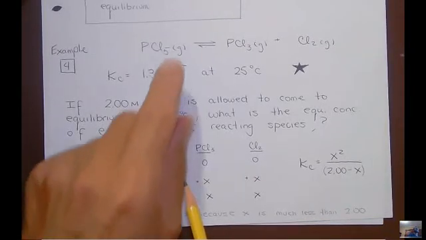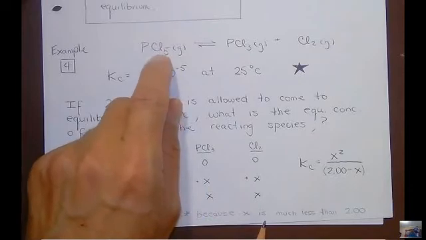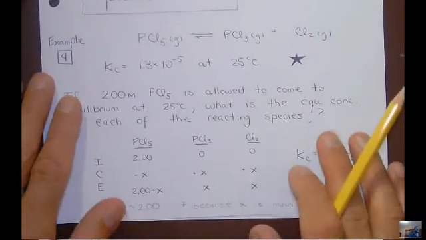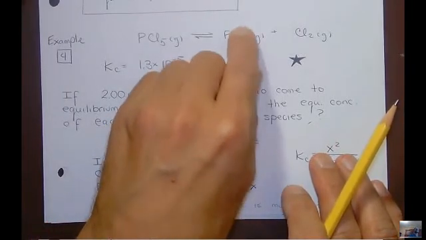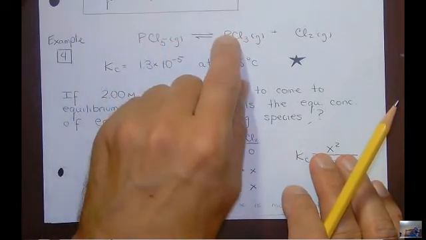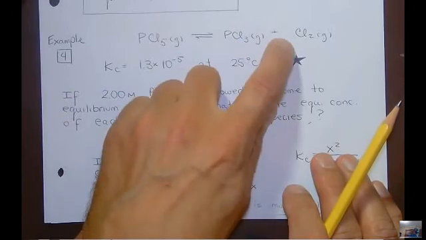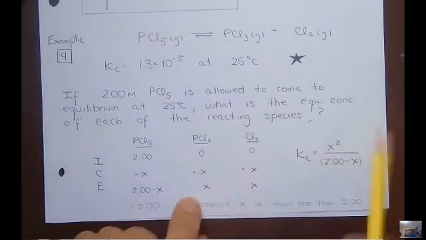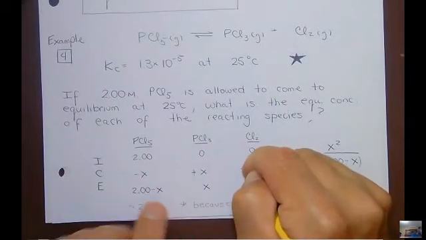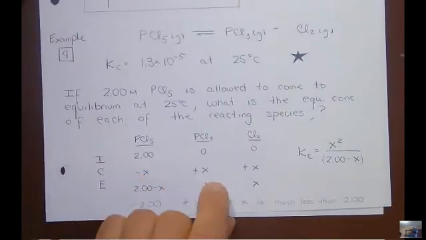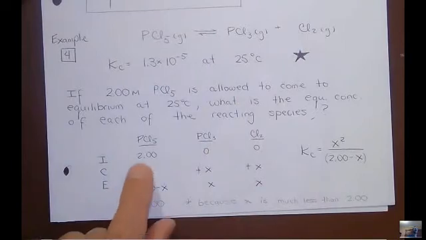I'm going to make my x equal to the amount. I get to choose what x is. The easiest thing is to let x be the amount of PCl5 that reacts in moles per liter. So if that guy goes down by x, there's no other reactant, this guy is going to grow in by x, and so is this, because the coefficients are 1. They're positive because they are products. This one is negative because it's a reactant. And their coefficients are 1 because the stoichiometry is 1 to 1 to 1.